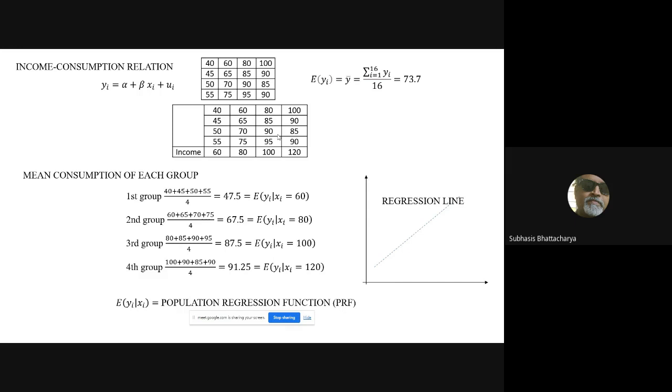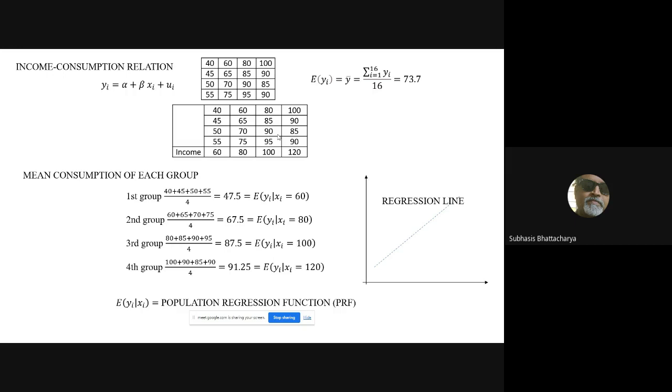Why? What is our objective? To predict the average value of the dependent variable given the specific values of the independent variable. Let us consider in this example, in the top box, the weekly consumption of 16 families: 40, 45, 50, 55, 60, 65, 70, and so on, 100, 90, 85, and 90. If you add all these 16 values and divide by 16, you get the mean value of 73.7.